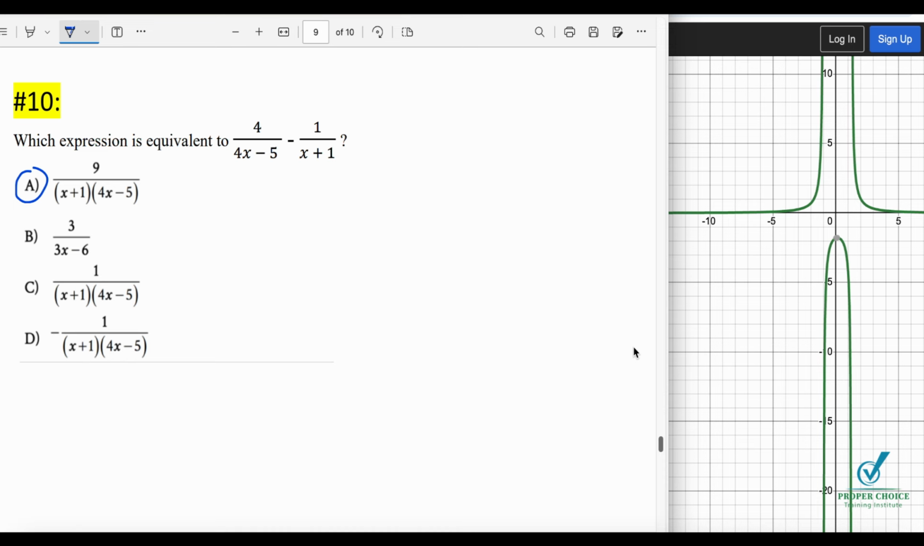Alright, that's it. These are the 10 most important commonly tested concepts on digital SAT math.